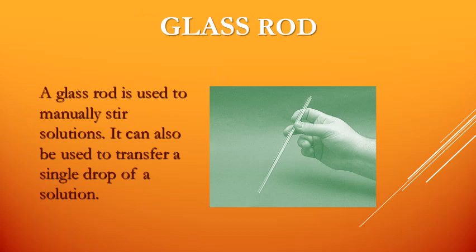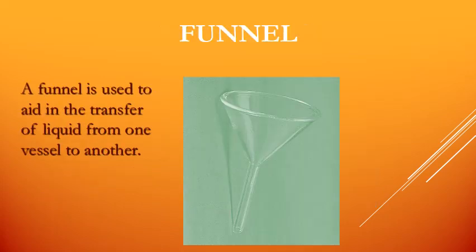A glass rod. A glass rod is used to manually stir solutions. It can also be used to transfer a single drop of a solution. So, suppose you want to dissolve some salt in water. You have to continuously stir the water so that the salt dissolves faster and dissolves well. So the glass rod is for that purpose, to stir chemical solutions. It's obviously understood, as it's called a glass rod, it's made of glass, a solid glass stick. No holes in there, you can see.